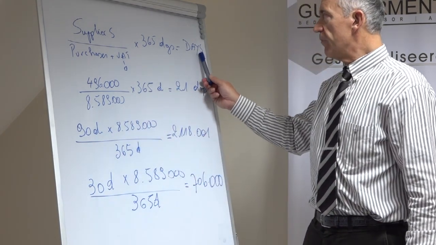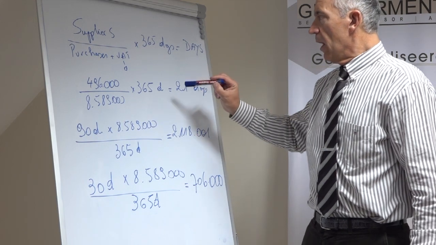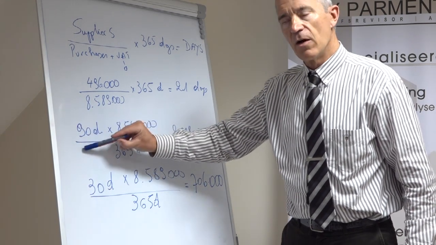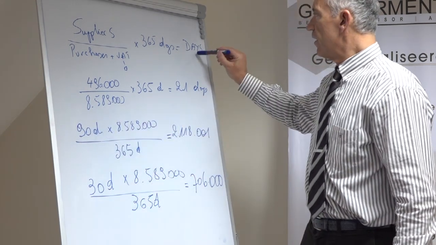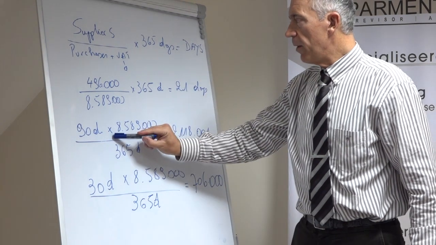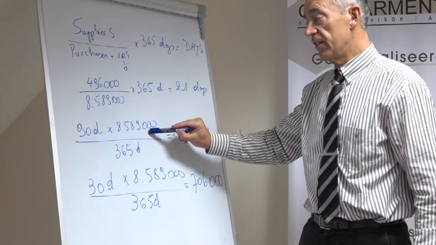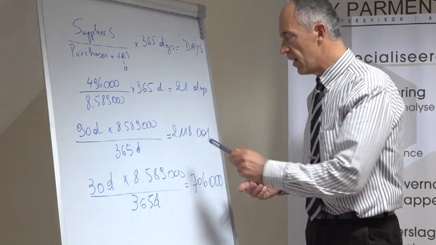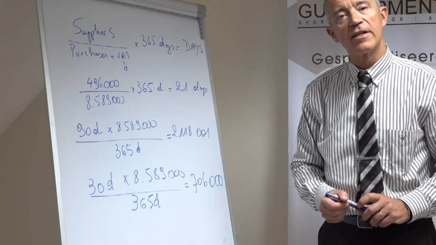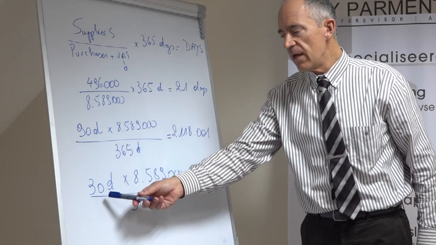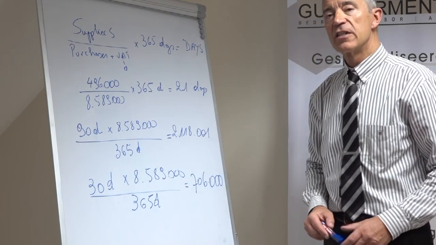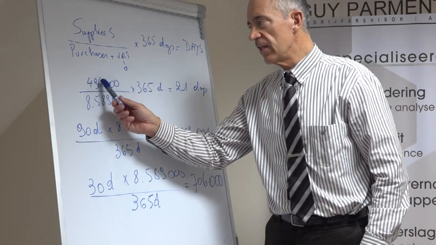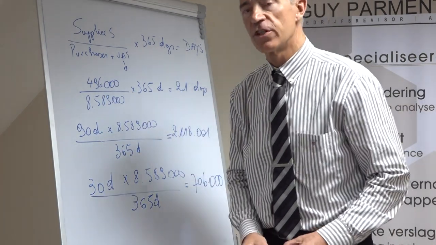Now, if you have this formula, what can you do? If you take, for example, 90 days, you say the suppliers can be outstanding for 90 days. This then becomes 90. You multiply by 8,589,000, you divide by 365, and you have an amount of suppliers that can be outstanding of 2,118,000. If you would do the same thing with 30 days, you will have 706,000 outstanding suppliers, and you see that we had 496,000 suppliers.